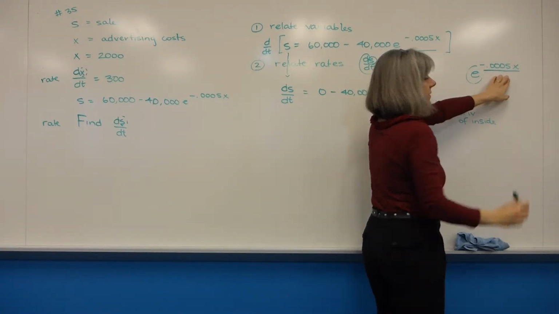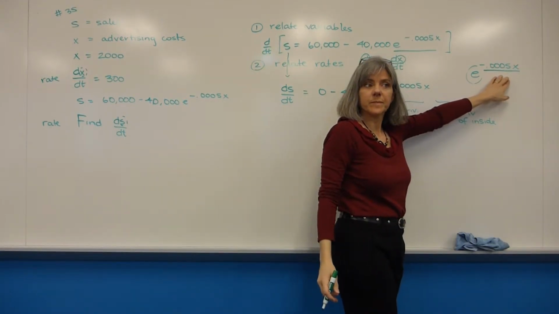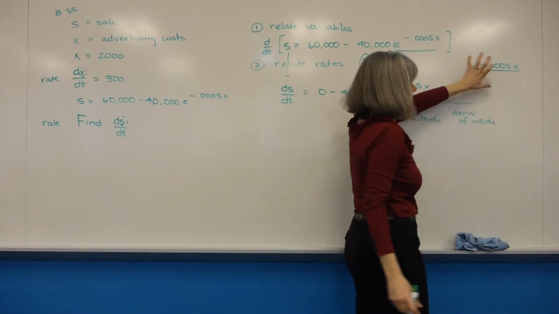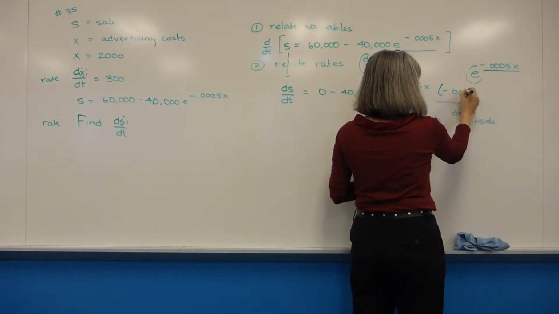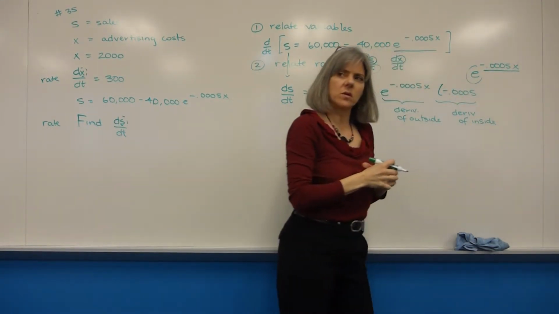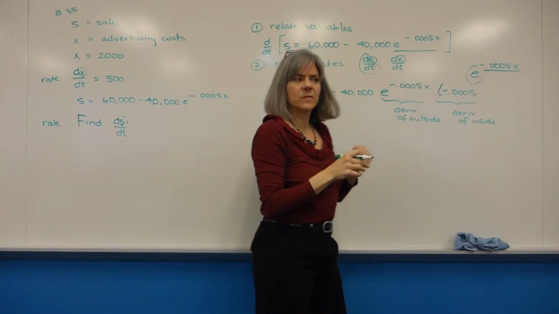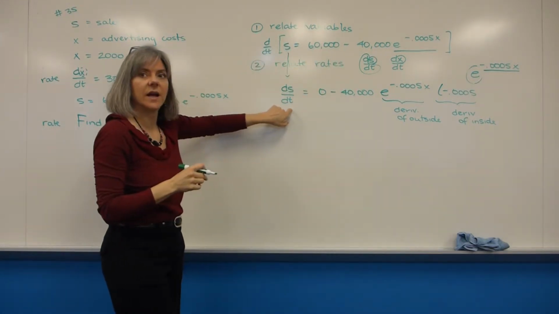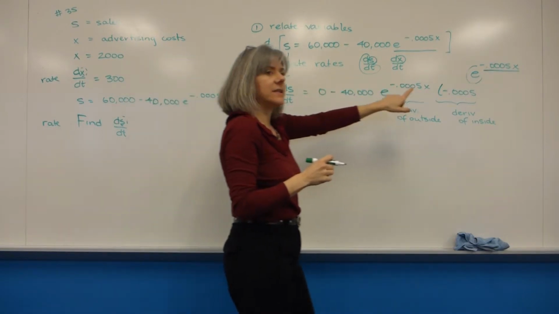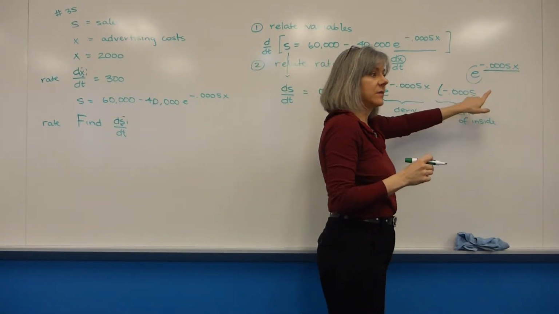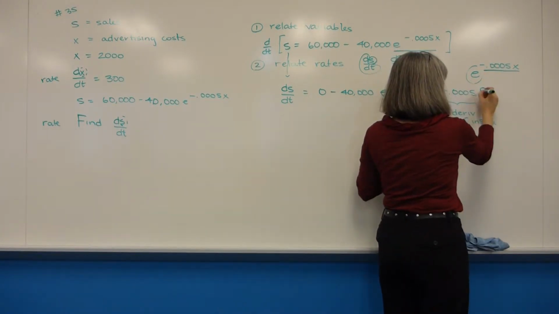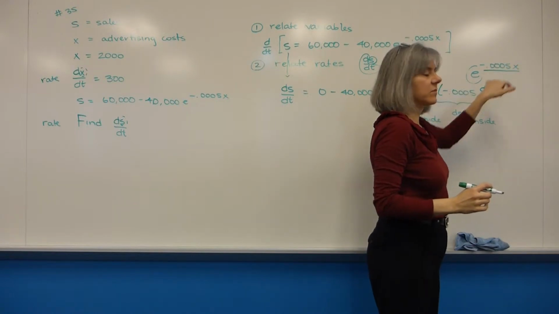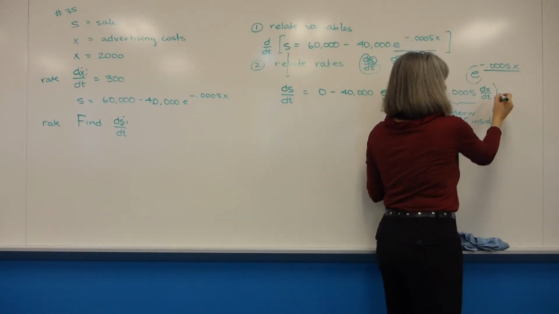Okay, so what is the derivative of the inside? That's just this piece. So parentheses, negative 0.0005. Is there any more? Yeah, I'm doing it with respect to time. So I need a dx/dt, because this is not a t. So I have to do that part. So the derivative is going to be 0.0005 dx/dt.